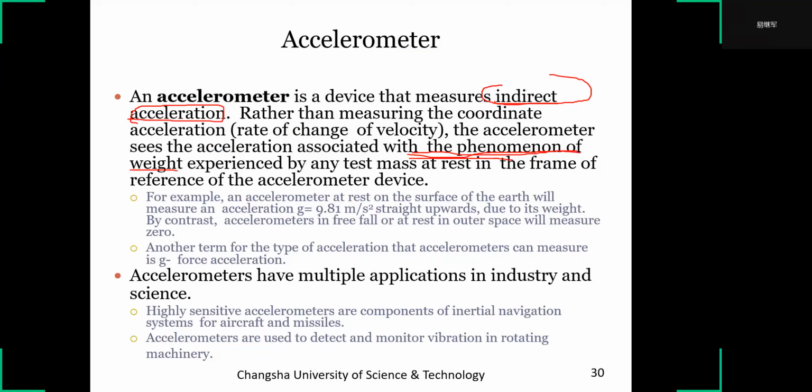Gravity. For example, an accelerometer at rest on the surface of the Earth will measure an acceleration due to its weight, gravity. By contrast, an accelerometer in free fall or at rest in outer space will measure zero.